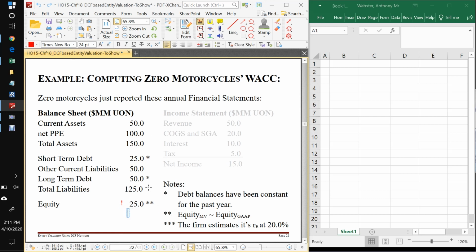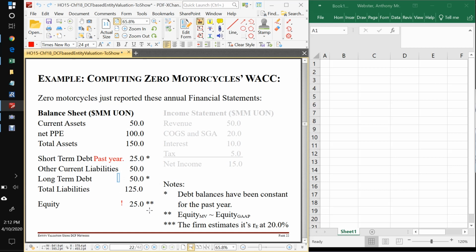And let's see what these notes say here. So debt balances have been constant for the past year. Okay, so that's great. That means in the most recently reported balance sheet, it was 25, but also in the year prior balance sheet, it was also equal to 25. And same thing for the 50 down here. So that's good to know. Otherwise, we would need the balance sheet from last year, and you'll see why in a second.